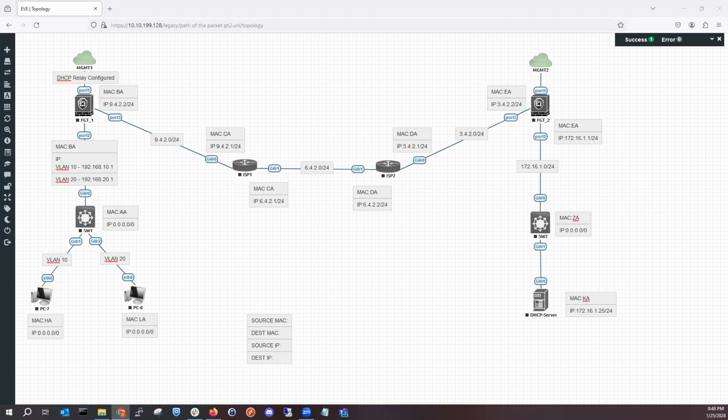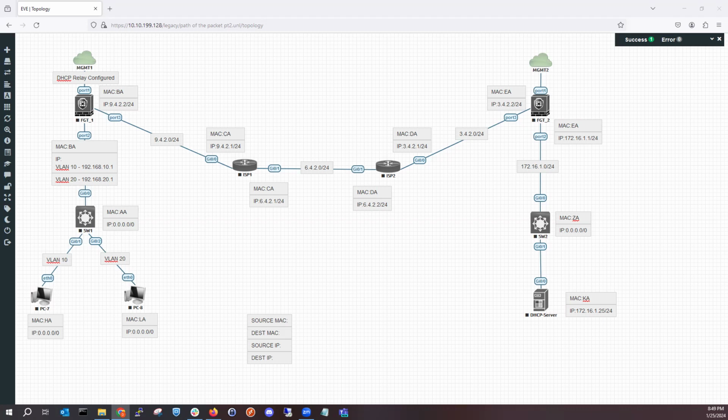Okay? So, the goal here, right? The problem we're trying to solve is PC7 does not have an IP address, and it's trying to get an IP address from the DHCP server that's on the right, 172.16.1.25. The local FortiGate that PC7 does connect to has DHCP relay configured. With that being said, I don't think you need any other information.